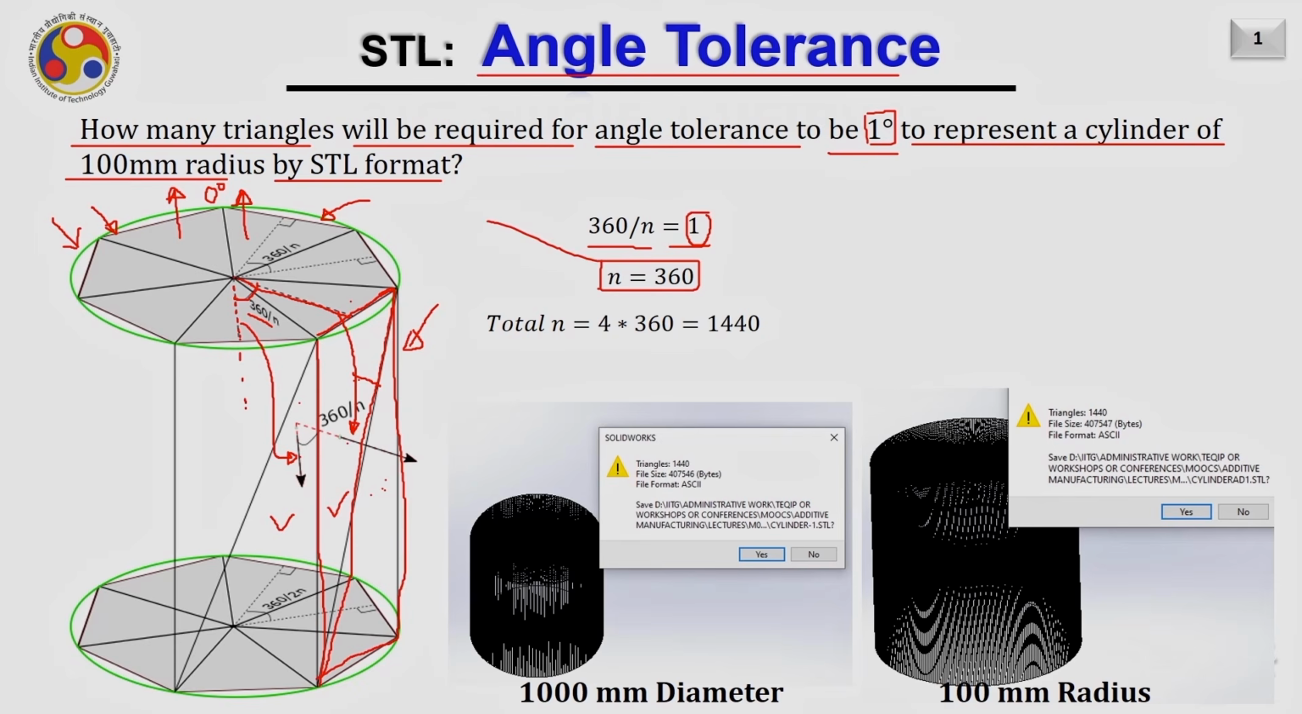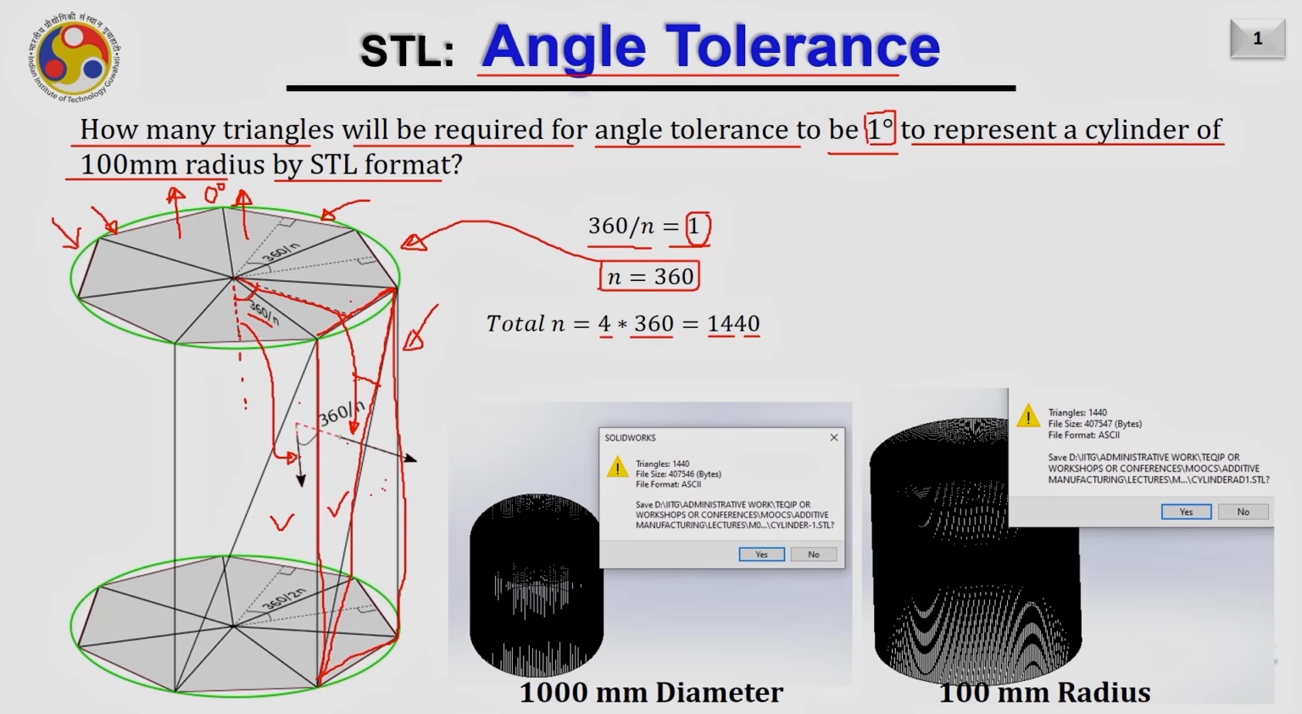So, a total of 360 triangles will be required here on the top. If the number of triangles is 360 on the top surface, then on the bottom surface there will be another 360, and on the periphery twice 360 triangles will be required. Then the total triangles will be 4 into 360, hence 1440 triangles in total.